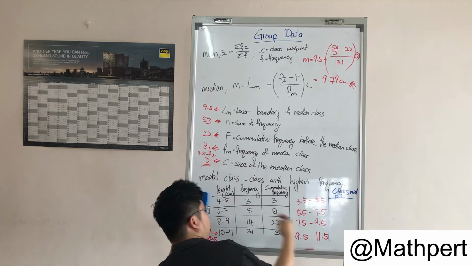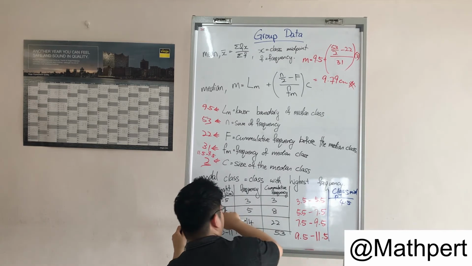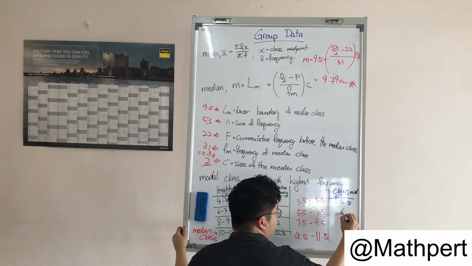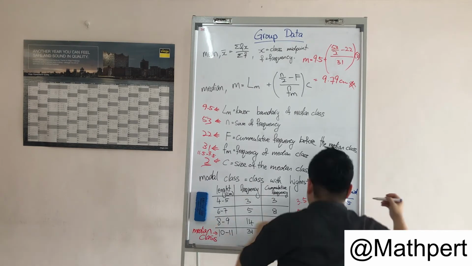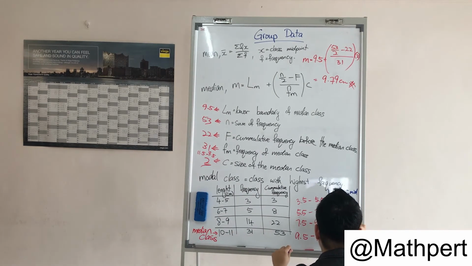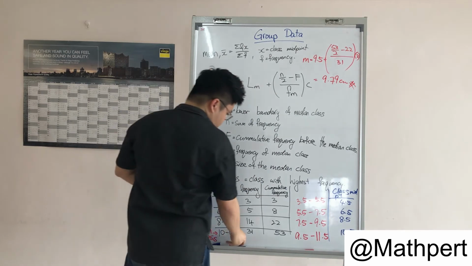Alright? 4 and 5 will be 4.5. 6 and 7, 6.5. 8 and 9, we got 8.5. 10 and 11, 10.5. Okay?